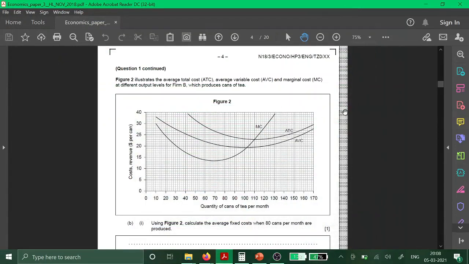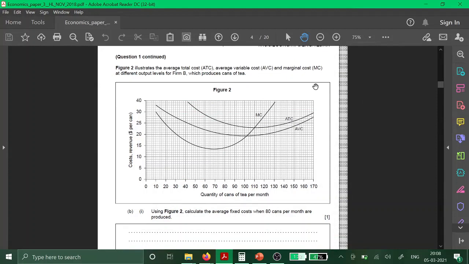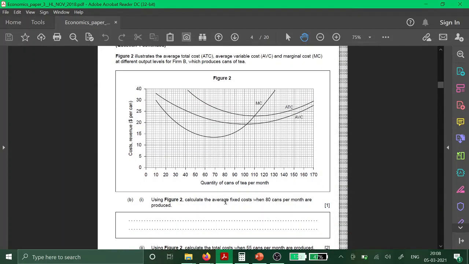It's given ATC, AVC, and marginal cost. So the question is, you have to find out the average fixed cost when 80 cans per month are produced. I think you can do it. Yeah, I can do that. So 80 cans, right?